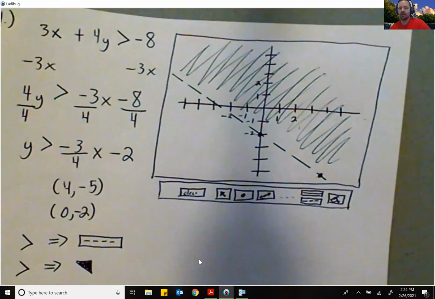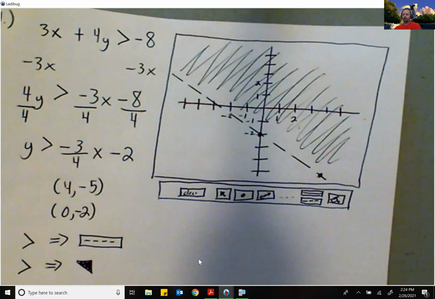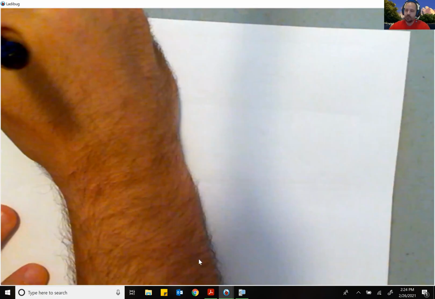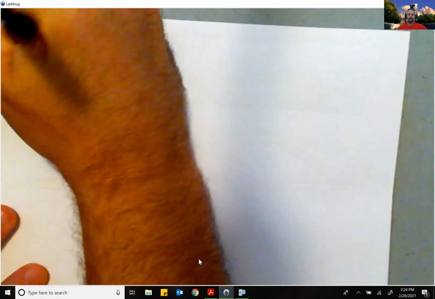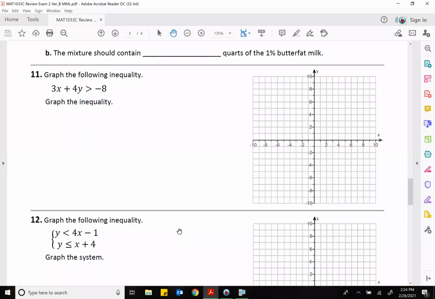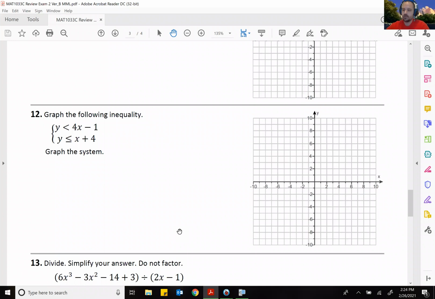Any questions about number 11? No. Okay. Let's do number 12, where all you're doing in number 12 is you're graphing two of them. All right. So we've got y less than 4x minus 1. We've got y less than or equal to x plus 4.